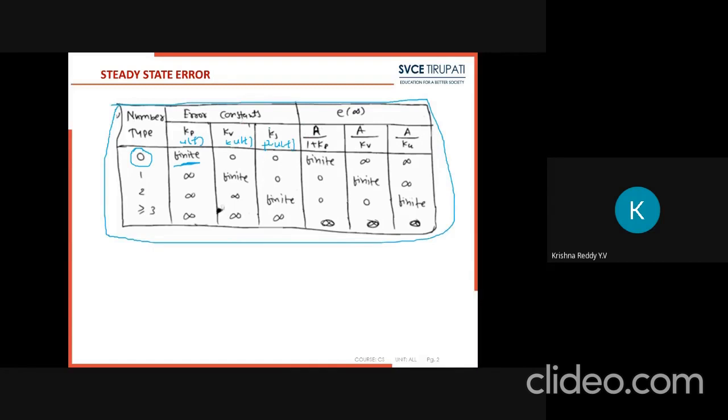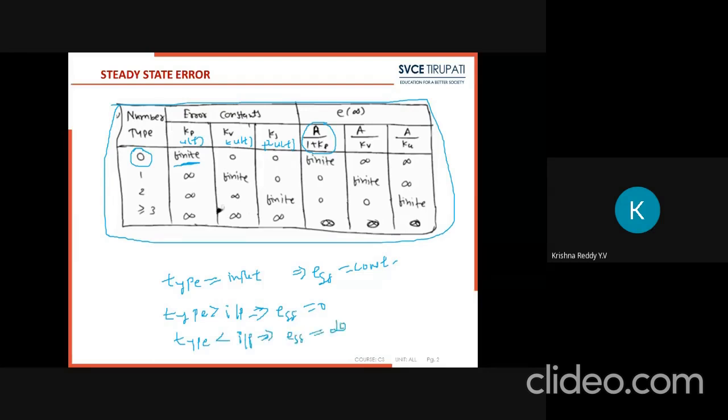You need to remember this table. Whenever type is equal to input, we get a constant steady state error value. Whenever the type is greater than input, we get a steady state error value of 0. Whenever the type is less than its input, we get a steady state error value of infinity.